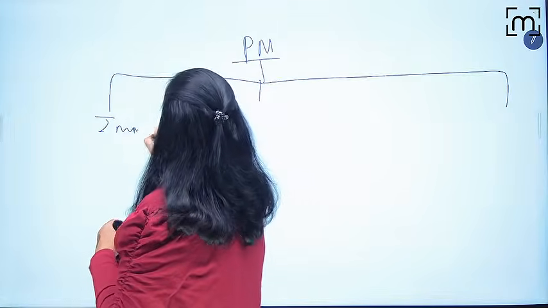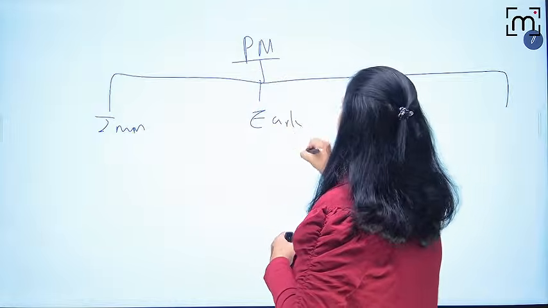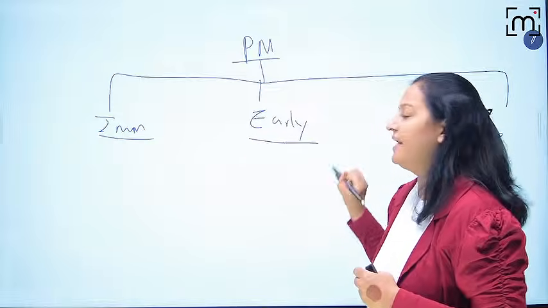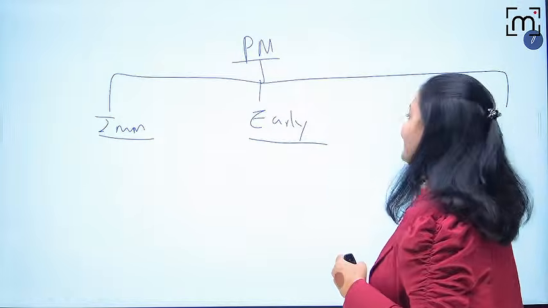Immediate changes, early changes, late changes. Immediate indicates somatic death, early indicate cellular death, and late indicate decomposition.